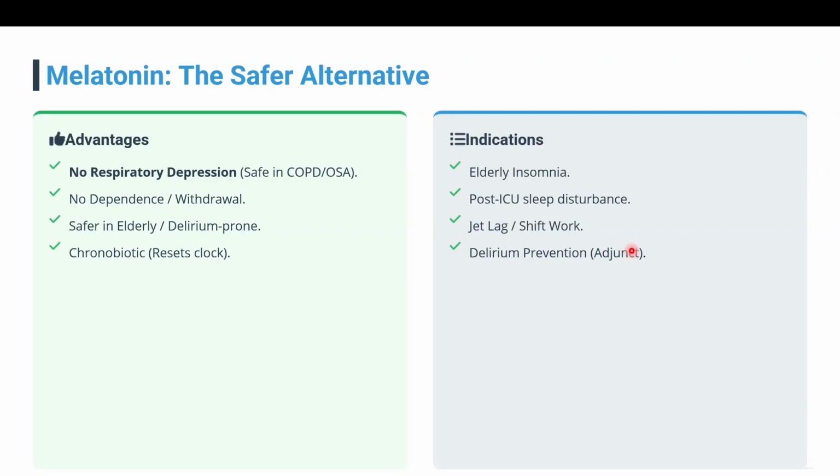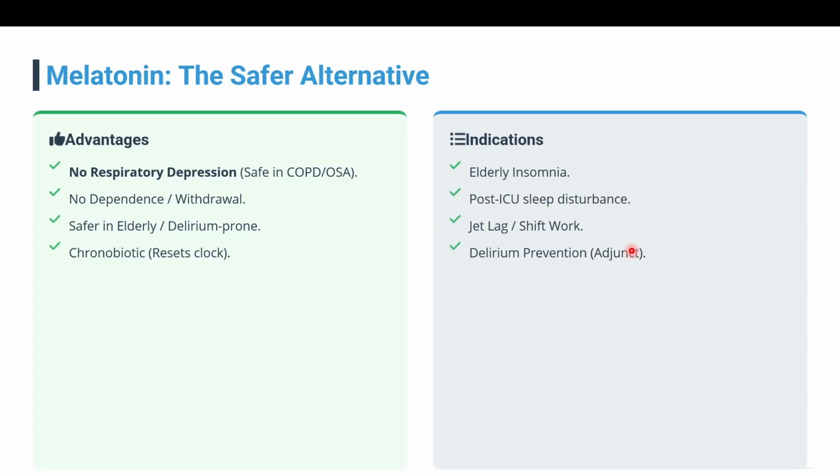In case of delirium prevention, agitation in post op patients, the evidence shows small but consistent benefit in reducing delirium incidence in high risk elderly hospitalization. Can also be used as an adjunct in migraine and cluster headaches. It is off label with modest evidence.